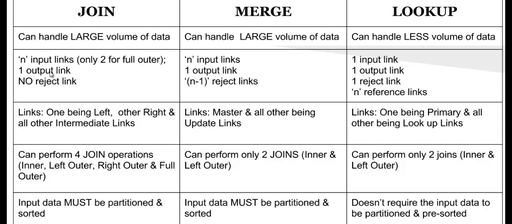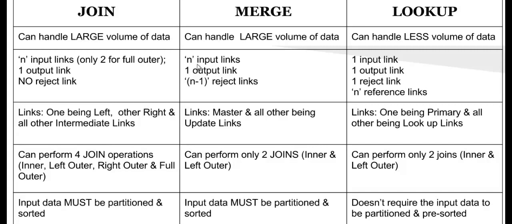The other important difference is that join can have any number of input links except for full outer. If you remember, for full outer we can have only two input links, left and right. If you try to add more input links, it just accepts them, but when you try to compile it, it throws an error that it can't accept more than two input links for the full outer join type of operation.